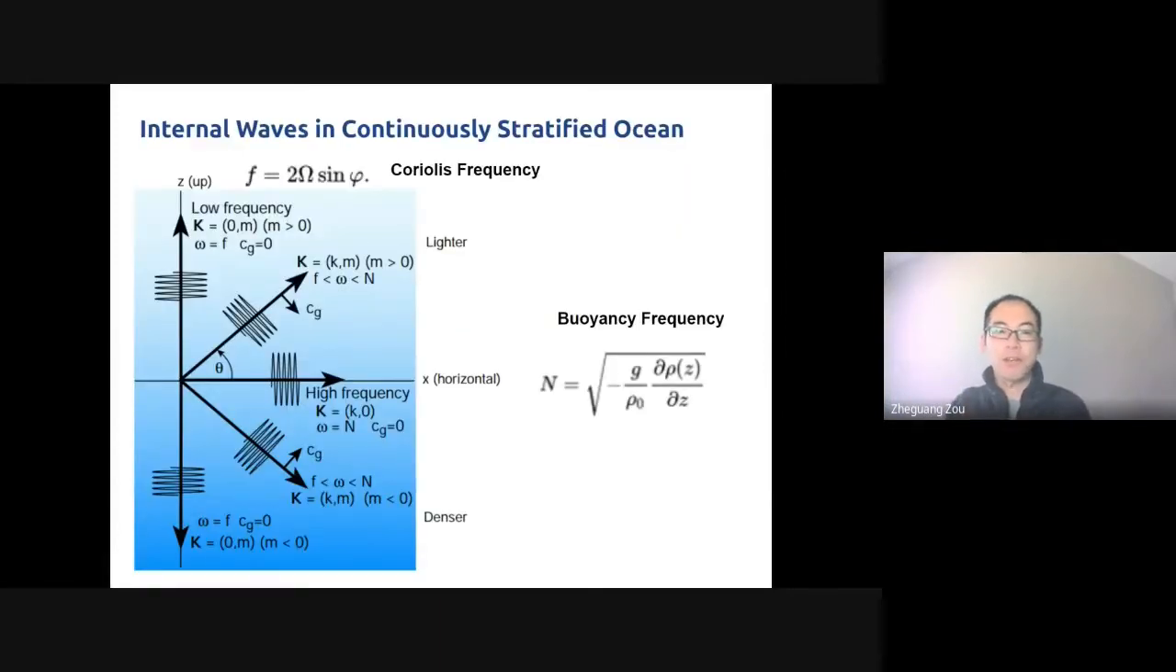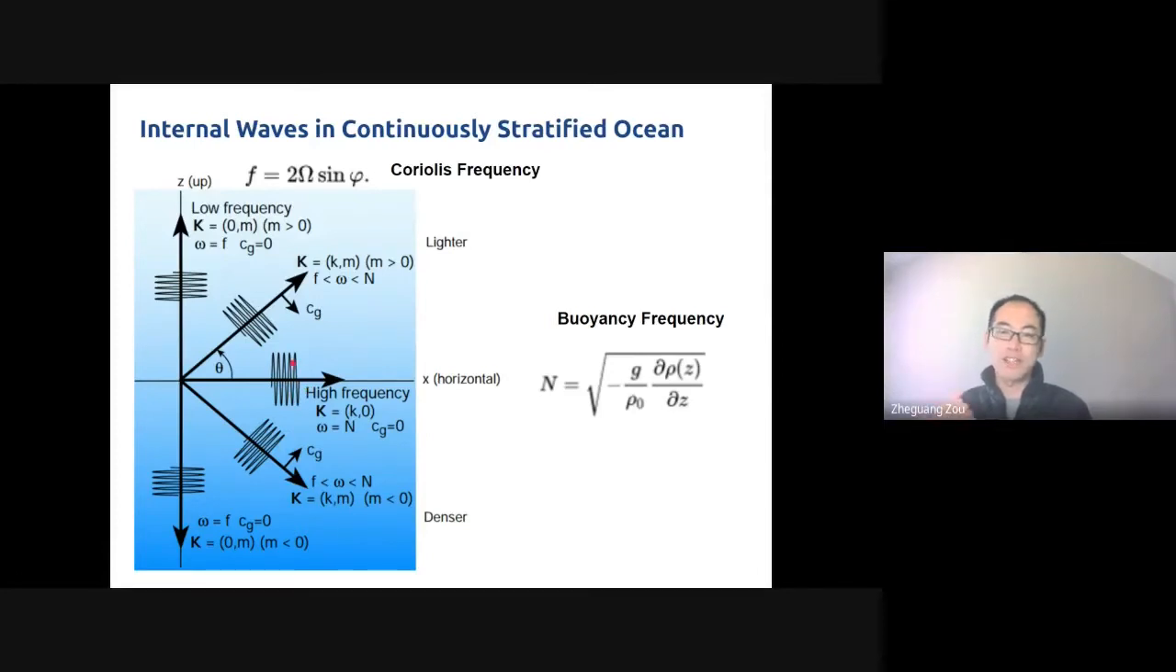Now we can move to talk about internal waves in a continuous stratified ocean. We have two kinds of frequency. One is called the buoyancy frequency, which happens in nicely layered oceans and depends on the density difference. That's the interfacial internal wave, right? If these are two different densities, the wave will propagate along this direction. It will bounce up and down here, and then propagate in this direction.